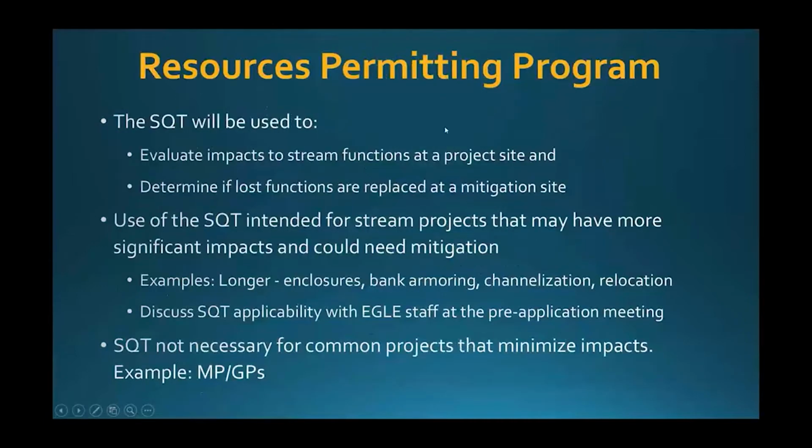So the Resource Permitting Program, like I said, the SQT is intended to be used to evaluate impacts to stream functions at a project site, and then to determine if lost functions are replaced at a mitigation site. Now, the use of this SQT is intended for stream projects that may have more significant impacts and could need mitigation. So some examples of that are longer enclosures, reaches of bank armoring, channelization, or relocations.